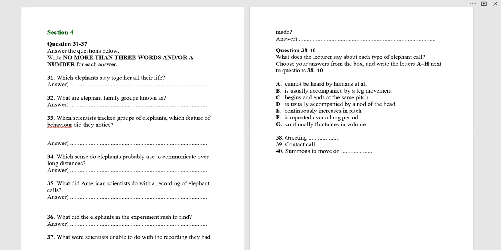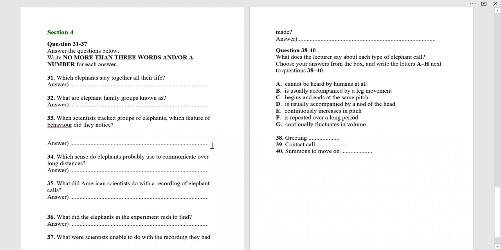And then F, we understand that well. And then the last one, summons to move on. That is B. You have written that right. That's usually accompanied by leg movement. They lift their leg up and it's a call to move on.